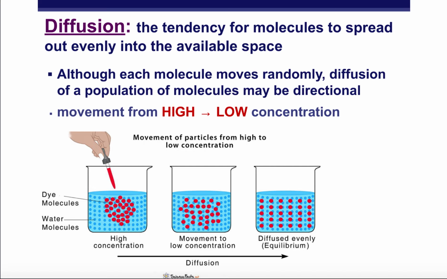Okay, so with diffusion, for materials that can simply pass through the membrane or simply pass through the environment, this is a tendency for molecules to spread out evenly into the available space. Thus, molecules will naturally move in the environment from areas of high concentration to areas of low concentration.